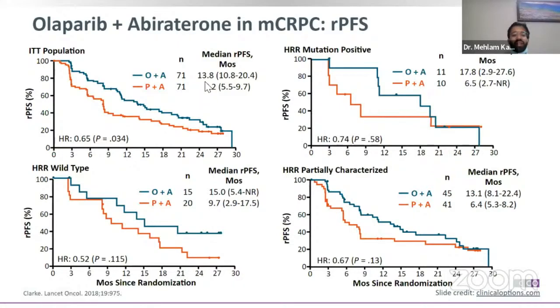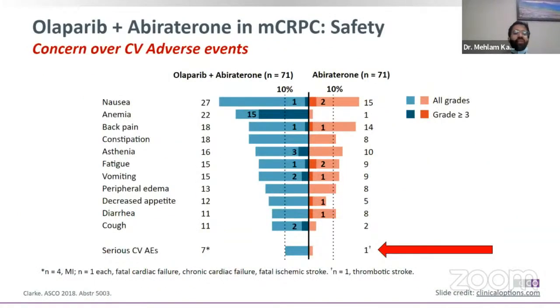What we can see in this Kaplan-Meier is that patients even with HRR wild type fare better, with a hazard ratio of 0.52 and a median PFS of 9.7 months in the placebo plus abiraterone arm as compared to 15 months in the olaparib and abiraterone arm. Similarly, in the HRR partially characterized patients, the hazard ratio was 0.67. So even those with DDR wild type or HRR wild type fared better when we combined olaparib plus abiraterone. However, this has still not been FDA approved.